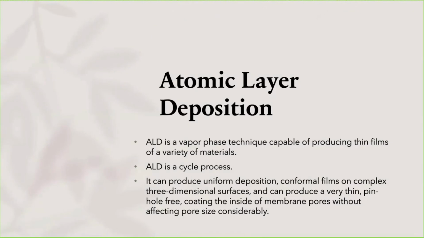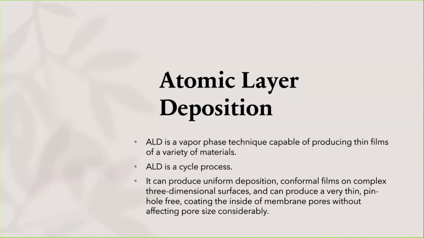Now we know that ALD is our base technique, so what is ALD and how does it work? ALD is a vapor deposition technique capable of producing a very thin film of a variety of materials. It happens when chemical components are added to the surface and chemically react with the surface on an atomic scale to form a submonolayer of thin film.